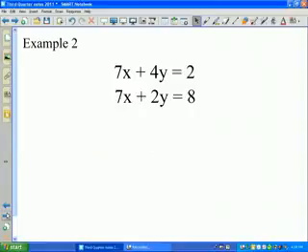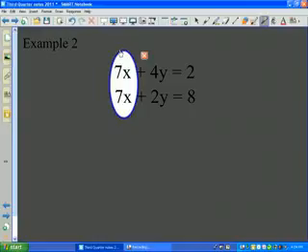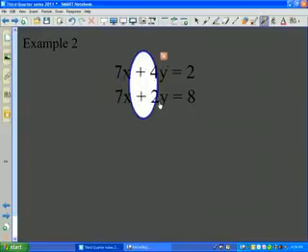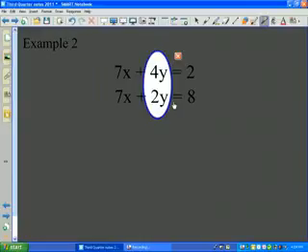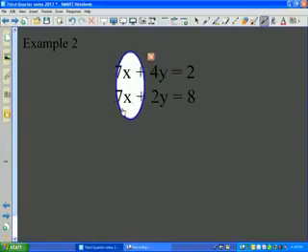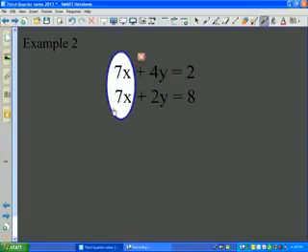So for example 2, you have 7x plus 4y equals 2, and 7x plus 2y equals 8. So now, first things first, are my x and my y's lined up vertically? Let's take a look at my x's. Let's take a look at my y's. Are they lined up vertically? Yes, they are. So my next question, do we have same numbers? Do we have same numbers for the y's since I'm here? No, I don't. How about for my x's? Yes, I do. They're both 7s.